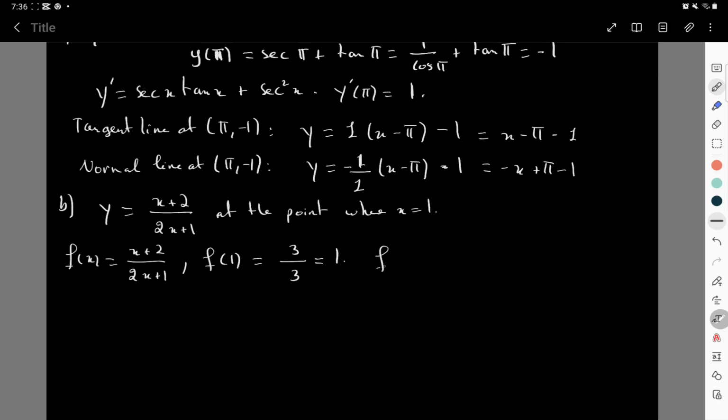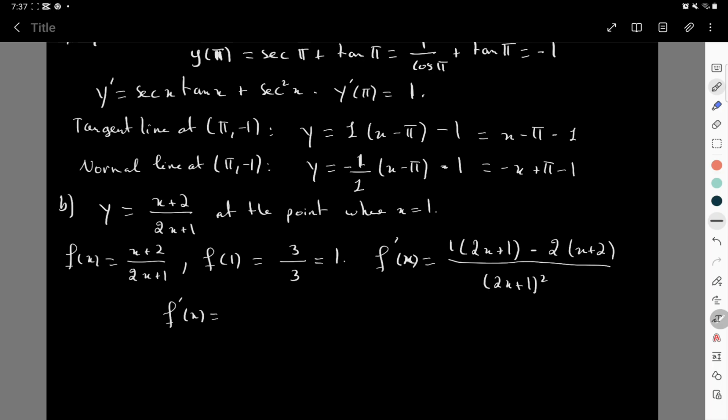Okay, what is f prime of x here? F prime of x, what is that equal to? Well, I use the quotient rule. Derivative of the numerator is 1, times the denominator, minus the derivative of the denominator, which is 2, times x plus 2, over the denominator squared. So f prime of x is equal to 1 minus 4, right? This is clear, so it's minus 3 over 2x plus 1 squared.